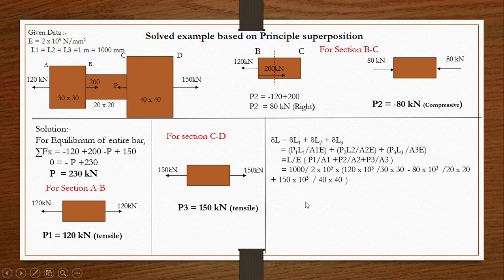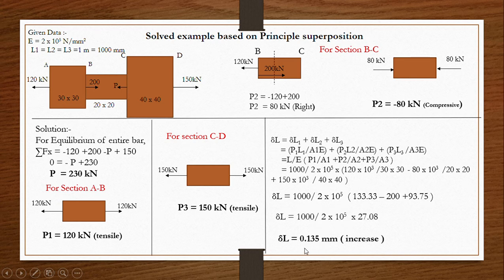So putting the values, after calculation we get here in bracket 133.33 minus 200 plus 19.75 multiplied by this 1000 divided by 20 raised to 5. The final answer will be 0.135 mm, which is positive. It means the final deflection will be positive.